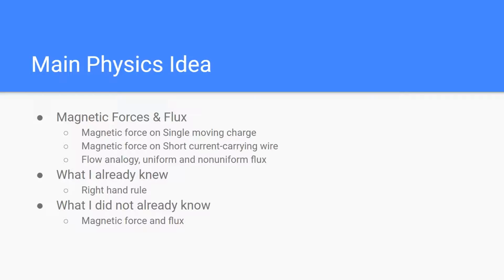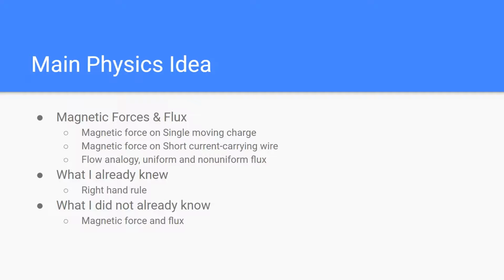Then we also looked at the magnetic force on a short current carrying wire, and this is using the same equation as we looked at for the single moving charge, but instead we are multiplying with the number of charges that we are applying the single moving charge equation to, and this leads to delta magnetic force equal to I, current, times the cross product of delta L and magnetic field.